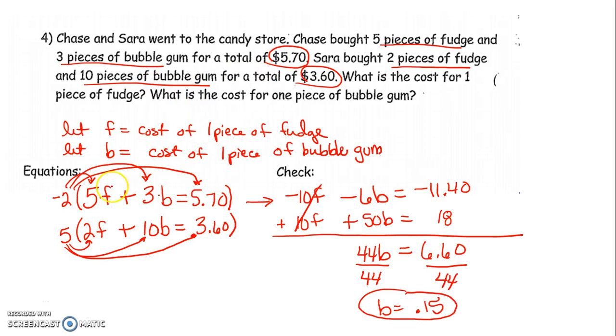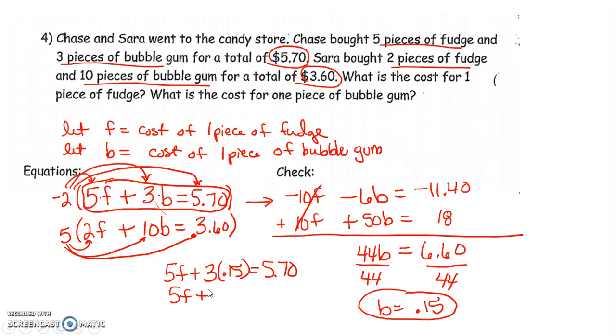Now I'm going to figure out the cost for each piece of fudge. You can use either original equation. I'm going to choose to use this one. So I have 5F plus 3 times the cost of bubble gum. My bubble gum was 15 cents, equals 570. I'm taking my original first equation and plugging 15 cents in place of the bubble gum cost. So that's 5F plus 3 times 15 cents, which is 45 cents, equals 570.